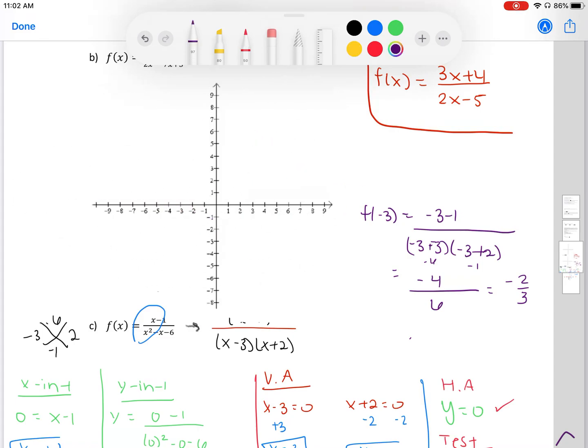So if I plug in 5 into our function, f of 5, positive 5, we get 5 minus 1 divided by 5 minus 3 times 5 plus 2. So we get 4 divided by 5 minus 3 is 2, 5 plus 2 is 7, 4 over 14, so 1 over 7. So we have the point 5 and 1 over 7.